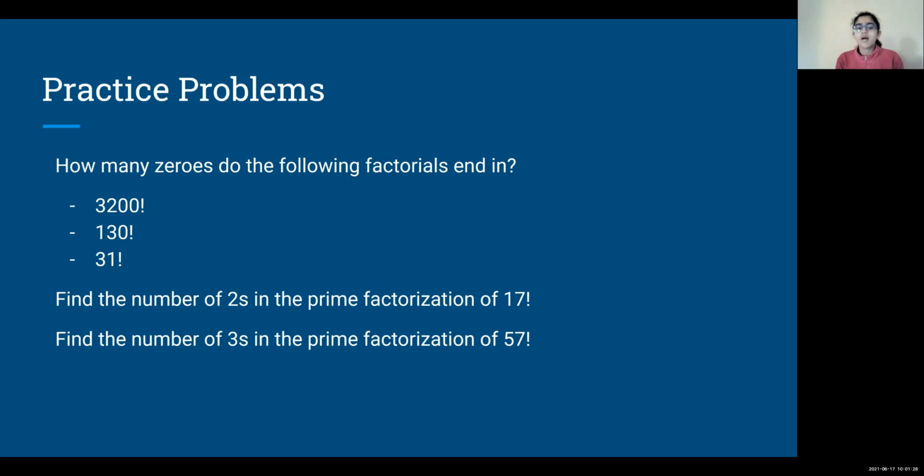If you are stuck on any of the problems, type in the chat, or you can private message either me or Rashad if you don't feel comfortable saying it in the general chat. But please tell us if you do not understand how to solve something.